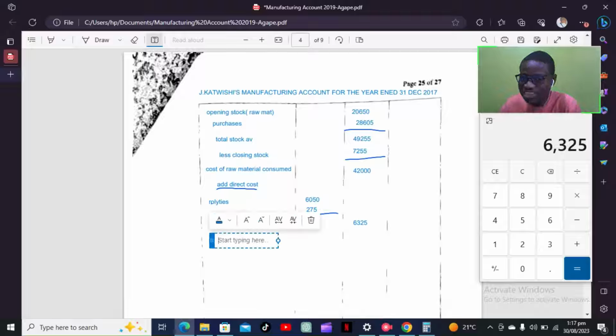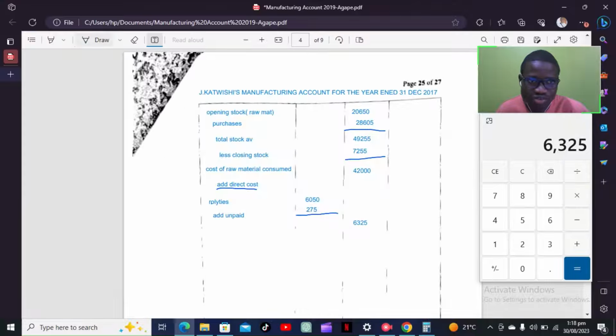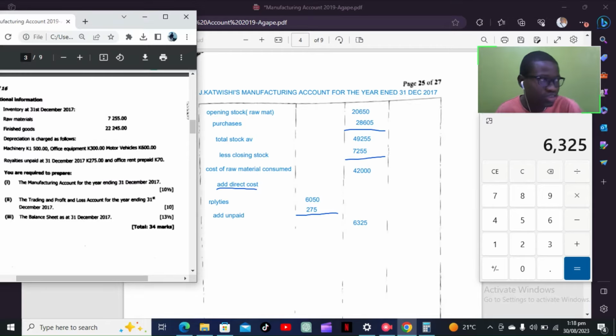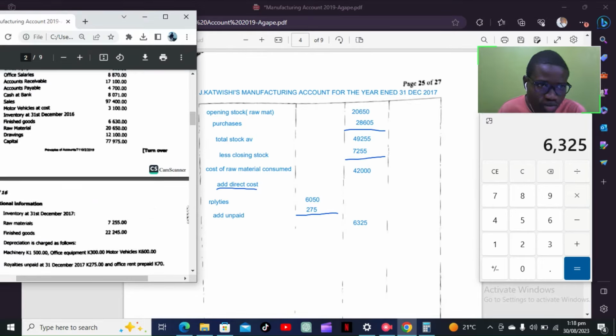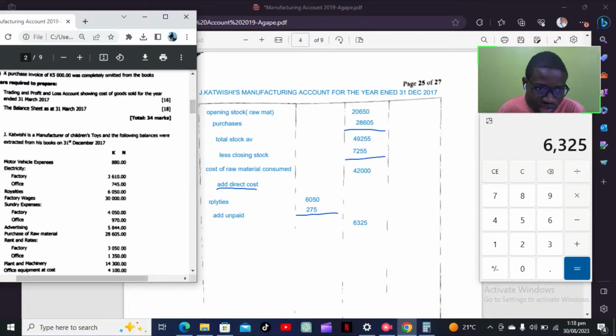Then we're going to continue looking for more direct costs, the ones that we can link, you can trace directly to the production of these toys that J Katwishi is actually producing. Then we're going to go back in search of more direct costs. We go again to the top, then royalties, factory wages. This can be directly put, this can be traced. So we're going to get our factory wages, which is 30,000.